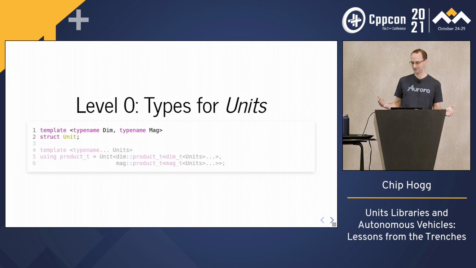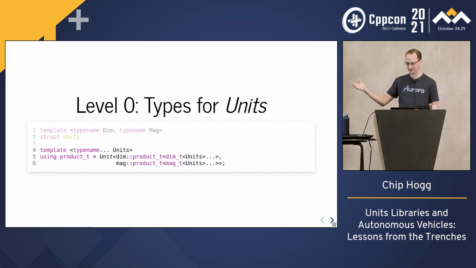And now we can build our unit. All the hard work is done already. We just delegated it to the dimension and the magnitude. So to compute the product of a bunch of units, you take the product of their dimensions and the product of their magnitudes. And it's the same thing for all the other operations. Nice and easy.